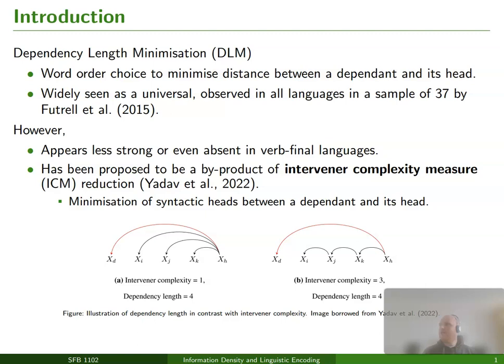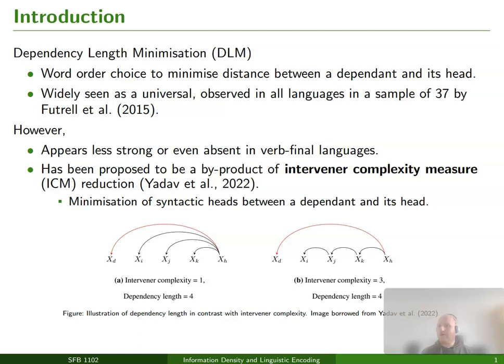Okay, so our study is broadly a replication study on dependency length minimization, or DLM. To recap, dependency length minimization is the use of word order to minimize distances between dependents and their heads in a sentence. It's widely seen as a universal, for example, being observed in all languages in a sample of 37 by Futrell et al. in 2015, whose study we broadly replicate here.